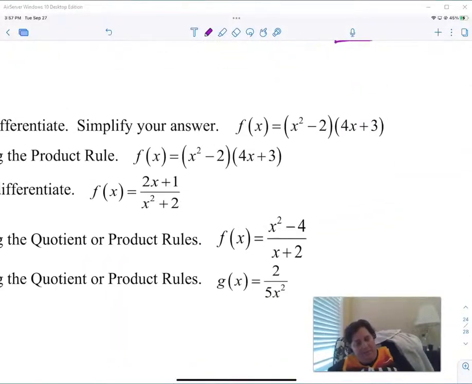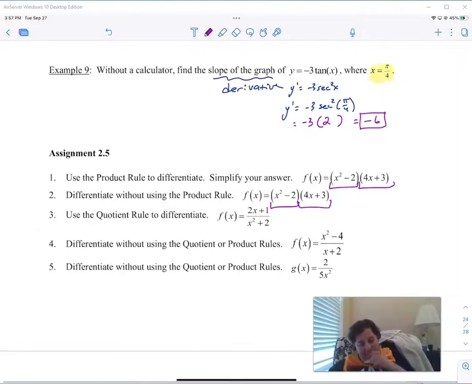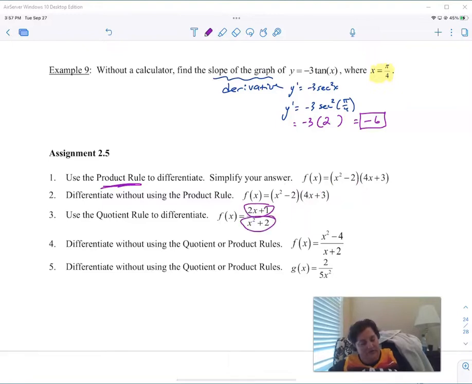Couple things, okay? Check it out. Product rule, right? Product rule. Actually, this is having us do it two different ways. The first one, use the product rule and then do it without the product rule. We know how to do that because we have this shortcut of multiplying it out. Okay? Quotient rule, guys, this is what quotient rule looks like. Fractions like that. Okay?